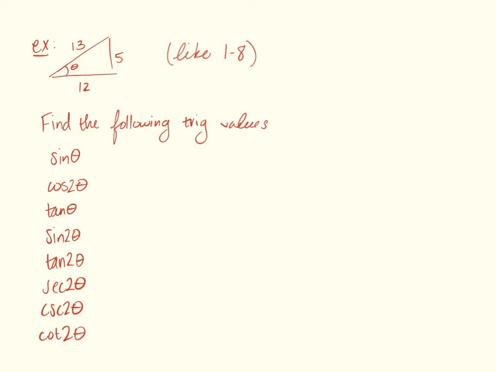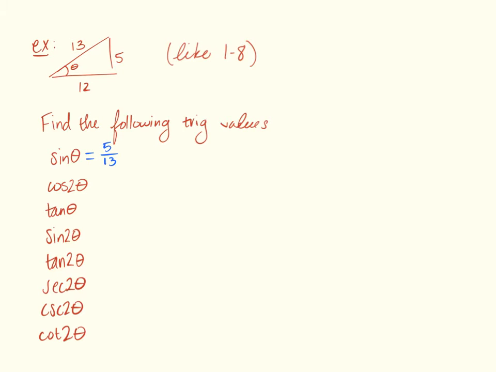So let's look at some examples. This one is not in your book. I came up with this one, but it's like numbers 1 through 8 on the homework. So they give us the triangle here, a right triangle in quadrant 1 with sides 5 and 12 and hypotenuse 13. And they want us to find the trig values for the following functions. So first, let's find the trig function value of sine theta. So sine theta is by SOHCAHTOA, opposite over hypotenuse, so it's 5 over 13.